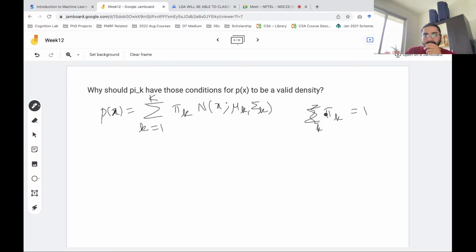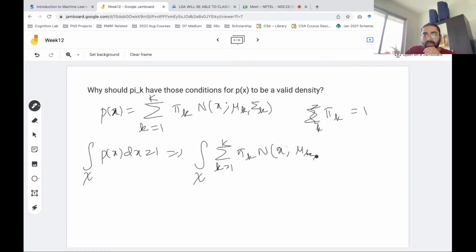Can we integrate the densities on both sides and see? Right, that's it. Since it's a valid density, the integral of p(x) dx has to be 1, which implies the integral of the sum over k equal to 1 to capital K of pi k N(x; mu k, sigma k) has to be equal to 1.